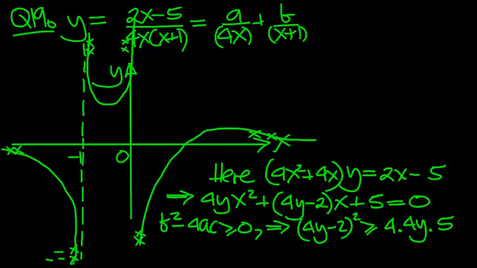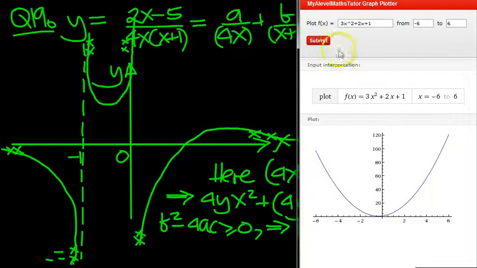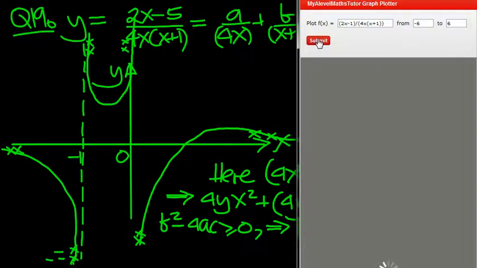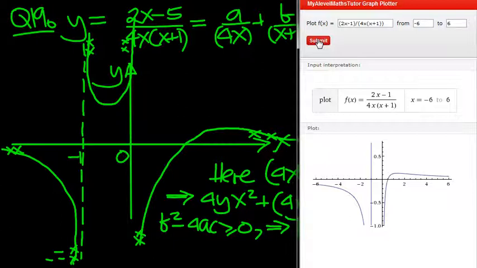So let's just try and go into our widget now, and we'll type that in and see what we get. I'll do it as quick as I can. So the number on top is 2x minus 1, so put that in a bracket, divided by a big bracket 4x, open bracket times x plus 1, close the x plus 1 bracket, close the bracket underneath. From minus 6 to 6, let's see if that gives us any.